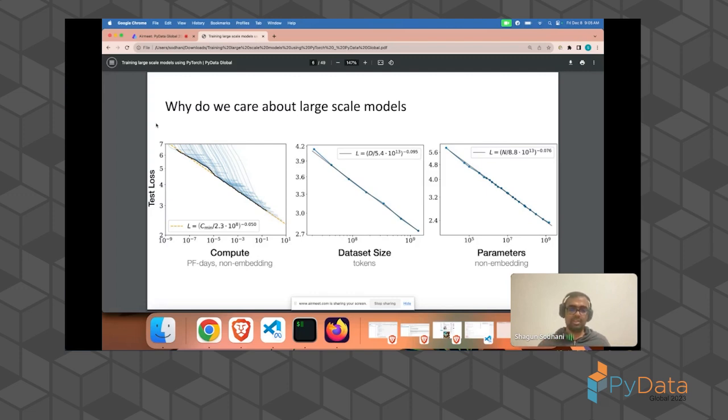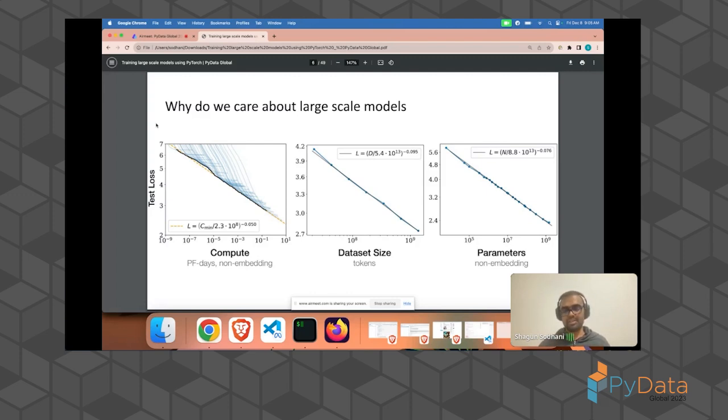The trend that we are seeing is that as we increase compute, that is, as we move along the right side on the x-axis, or as we increase the size of the dataset, or as we increase the size of the models, we see a clear improvement in performance indicated by the lowering of the test loss. So we care about large-scale models because they enable much better performance than smaller scale models.